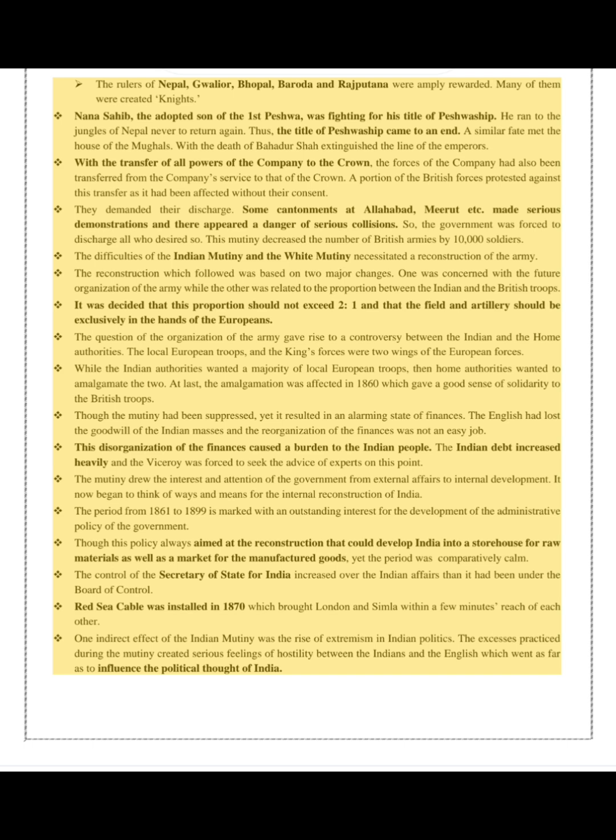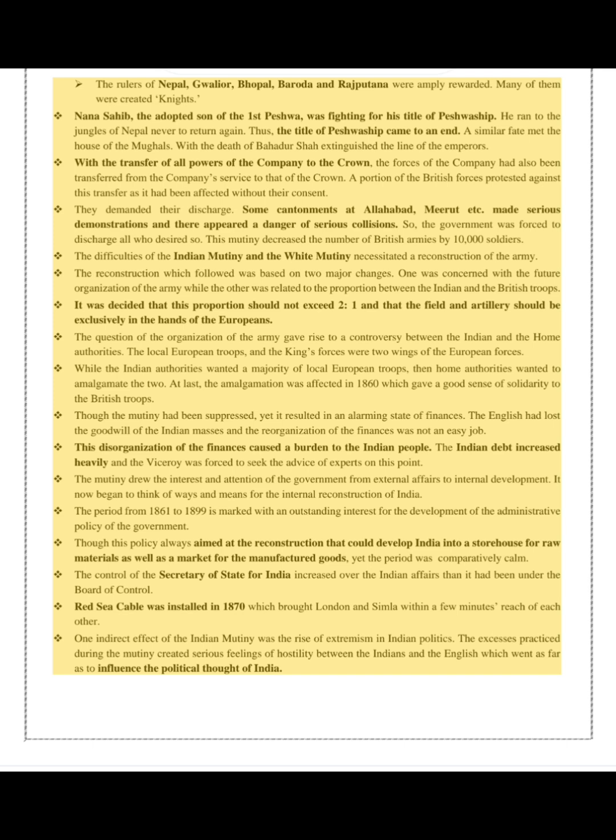The mutiny drew the interest and attention of the government from external affairs to internal development. It now began to think of ways and means for the internal reconstruction of India. The period from 1861 to 1899 is marked with an outstanding interest for the development of the administrative policy of the government. Though this policy always aimed at the reconstruction that could develop India into a storehouse for raw materials as well as a market for the manufactured goods, yet the period was comparatively calm.